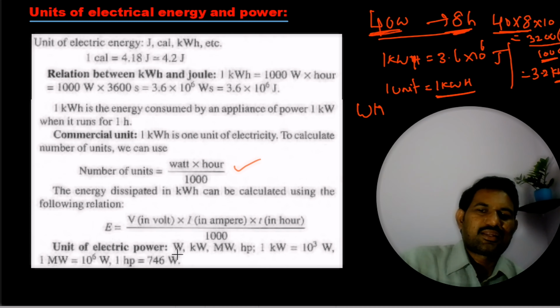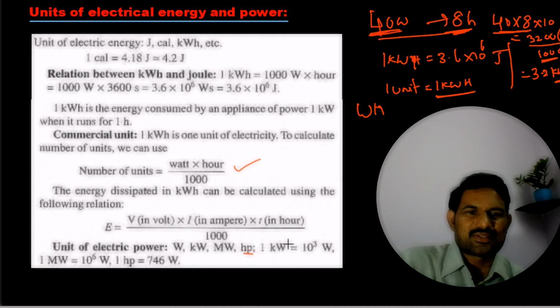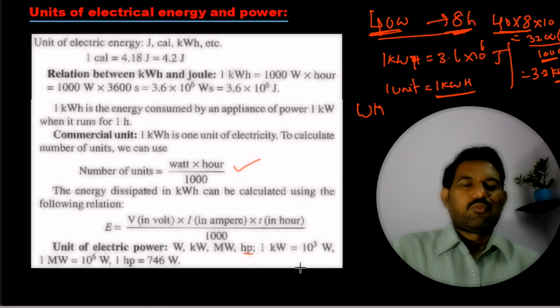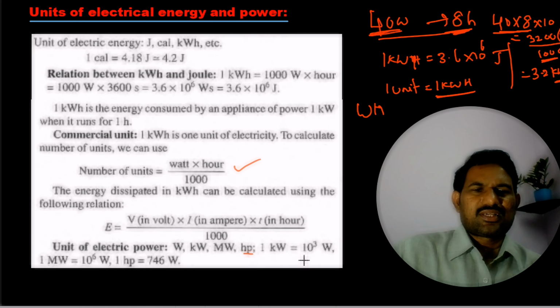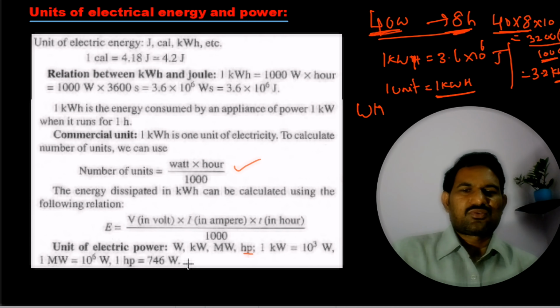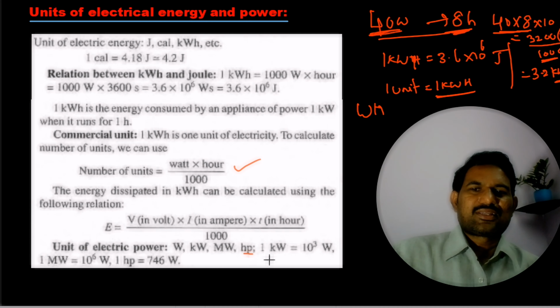Next, the unit of electrical power: you know the electrical power units are watt, kilowatt or megawatt. Such different units we use here, or sometimes we use horsepower generally to express the power of pumps and motors. Kilowatt and these are all just multiples only. Kilo means 10 cube watts, mega means 10 power 6, and 1 horsepower means 746 watts. That's already known, right? So it is a conversion of these units.